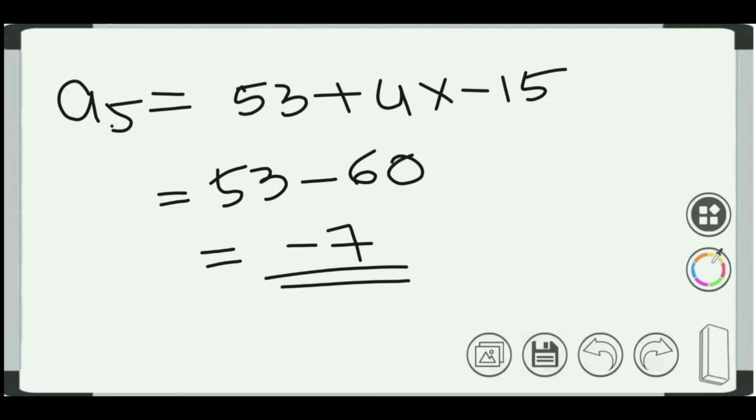So now we have finished with the third question of exercise 5.2. So in the next class we will be starting with the fourth question.